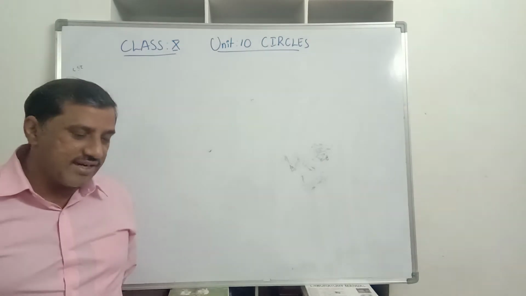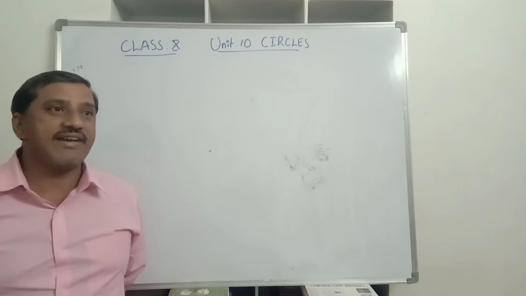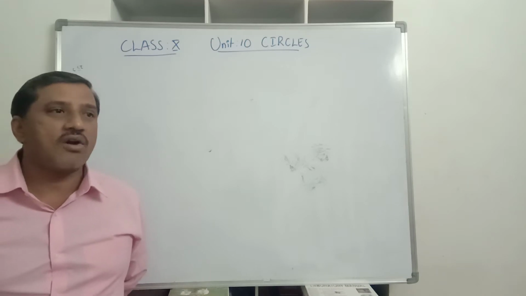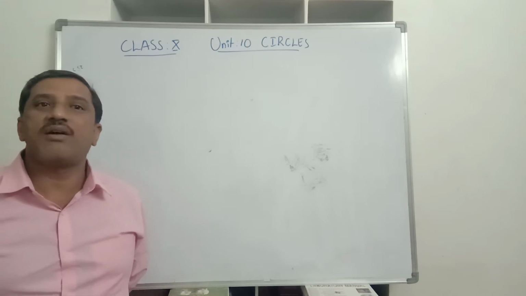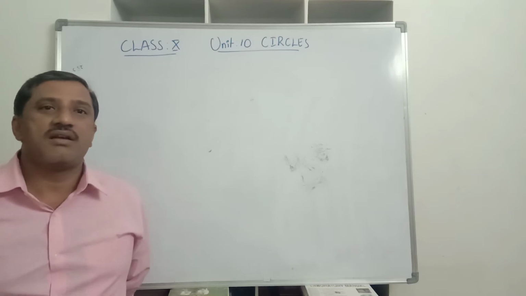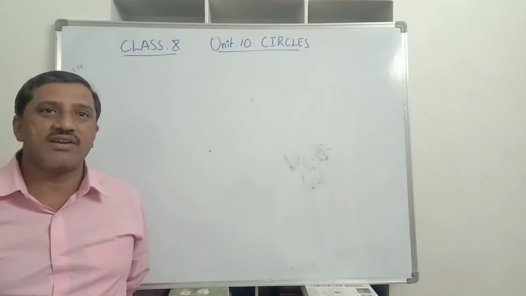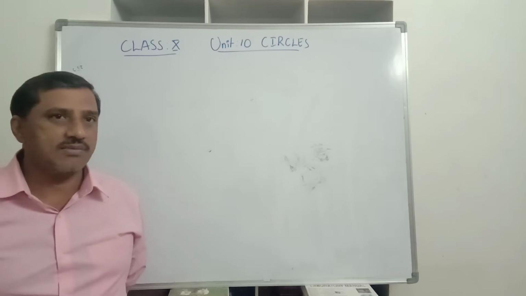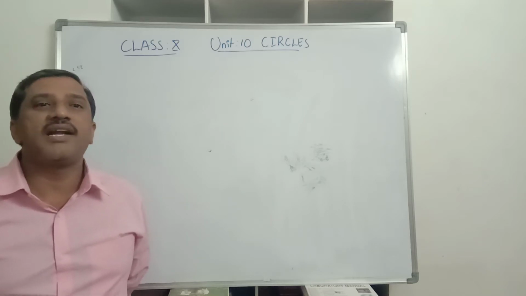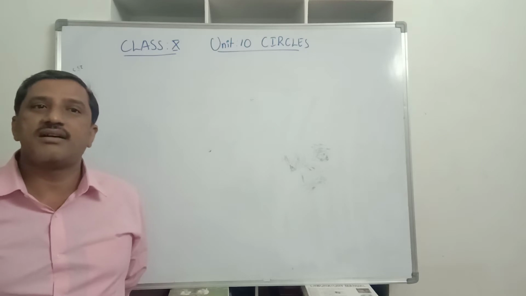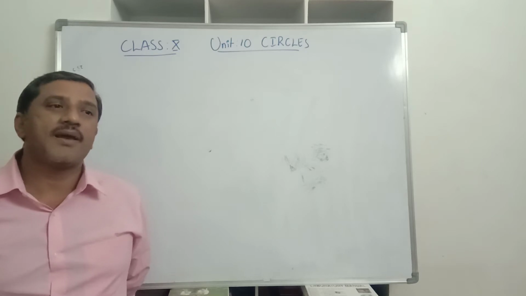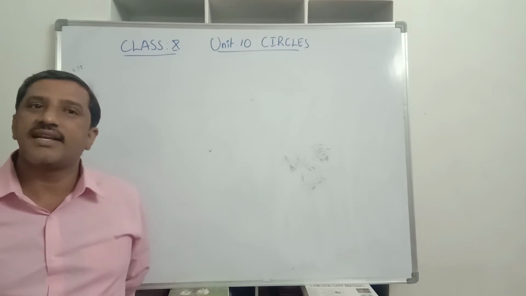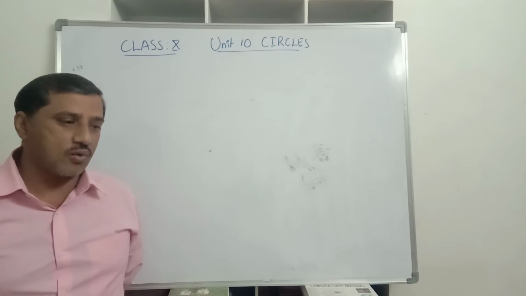In the last class we discussed quadratic equations. What are quadratic equations? The general form of a quadratic equation. Finding solutions of quadratic equations using three different methods. That is factorization method, method of completing the square, and the third one is the quadratic formula. The last concept we studied is nature of roots.